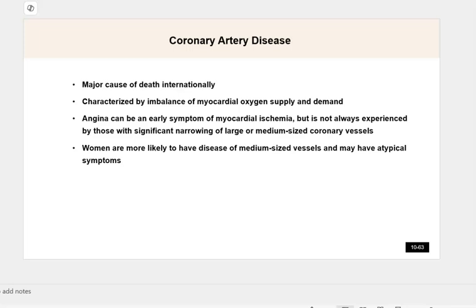So we are now going to start the second video for part 2 of chapter 10. And this is exciting because we get into coronary artery disease. Coronary artery disease, huge cause of morbidity and mortality across the world, but especially in the United States.